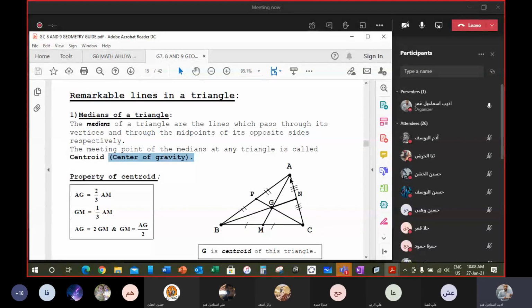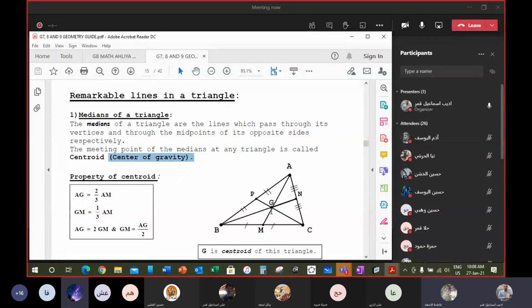For example، طلعوا هون ال AG هي القسم الكبير من الميديان AM. AG equals 2/3 AM، يعني هي تلتين ال AM. والـ GM هي القسم الصغير، هي تلت ال AM، وكلهم نفس الشيء، كل الميديانز نفس الشيء. فاذا point of intersection of the medians شو بنسميها؟ Centroid or center of gravity.